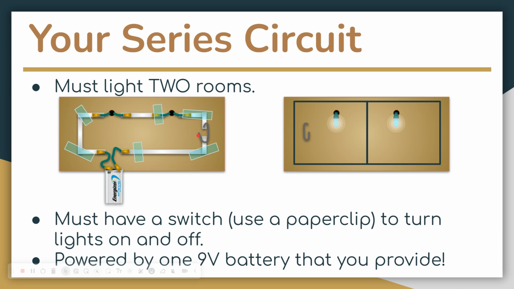and I recommend paper clips. You can see there's a paper clip there because what you see on the other side is this part, and you can literally just turn it. And as soon as you turn and rotate that paper clip, it no longer touches the foil and the light turns off. Okay, now if you want to go get some fancier switch or use some other material, it's fine with me, but that's what you need to have there. So you have to have a switch. You can use a paper clip for that to turn your lights on and off, and you need to make sure that you can power both of those bulbs in your series circuit with 1 9-volt battery.